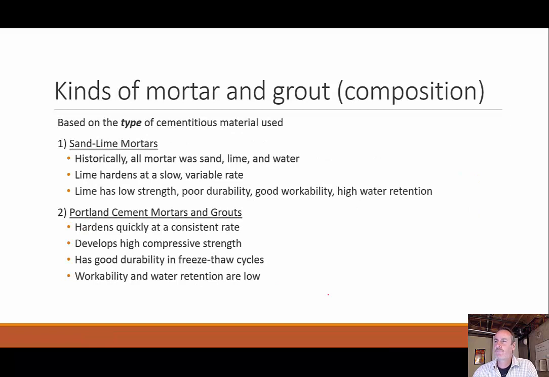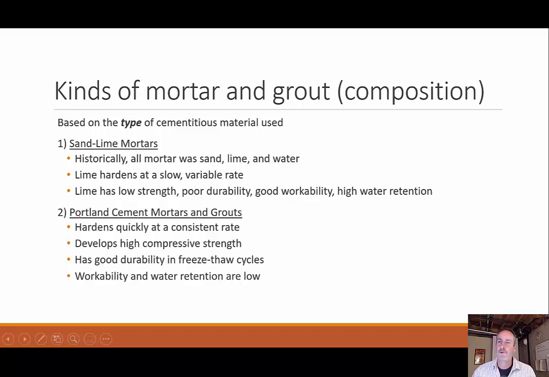So we have different types of mortar and grout made of different things. We can have a sand lime mortar, and this is more the historical old school one, right? All mortar was sand, lime, and water. Some issues with this is that it hardens at a very slow and variable rate, meaning it's not always consistent either, right? And lime has this low strength, poor durability. It is good for its workability. That's its one big strength. And it's also good because it has high water retention.